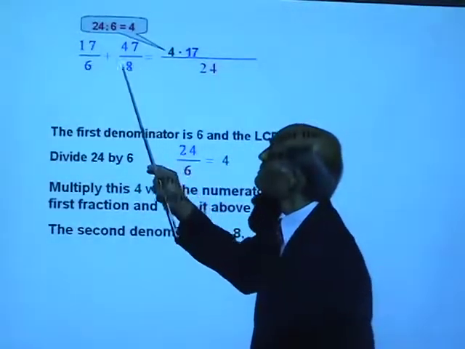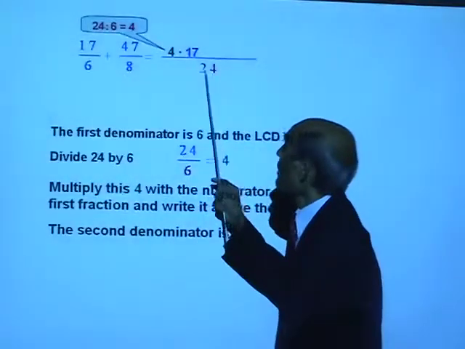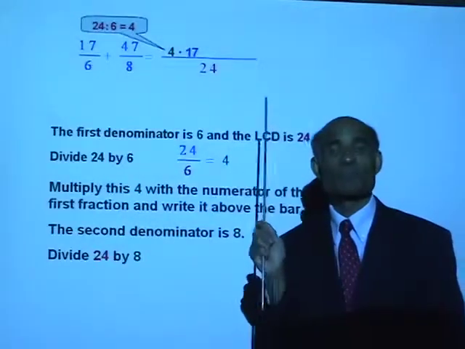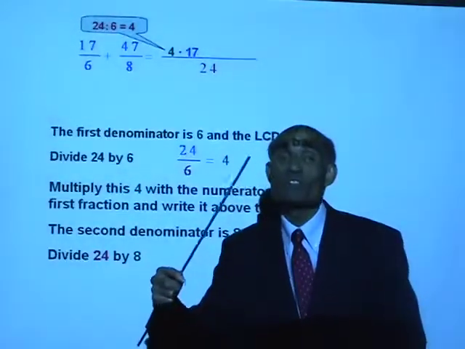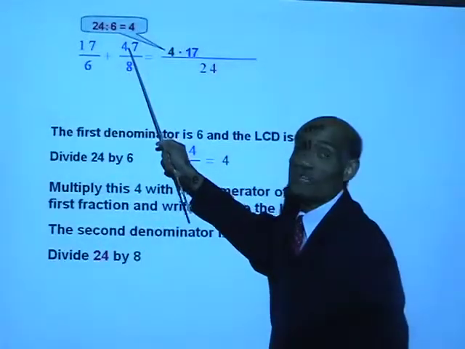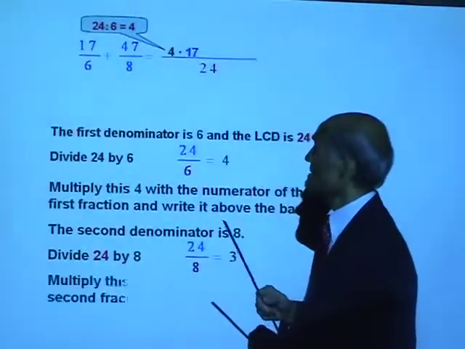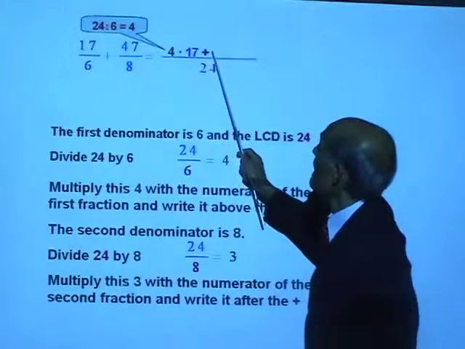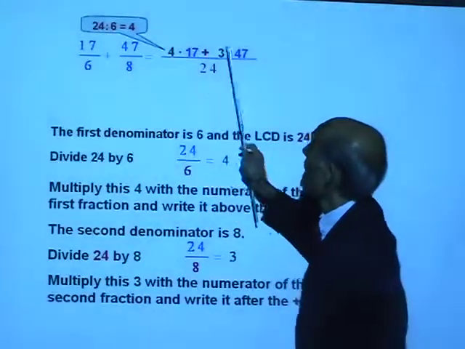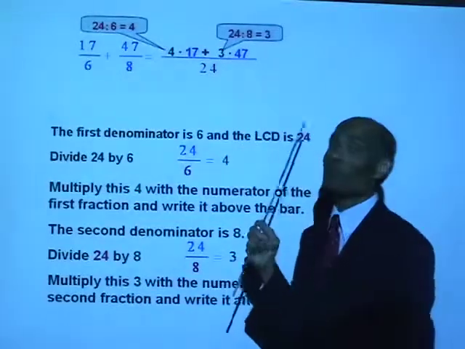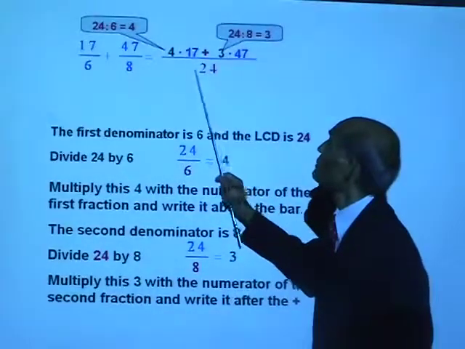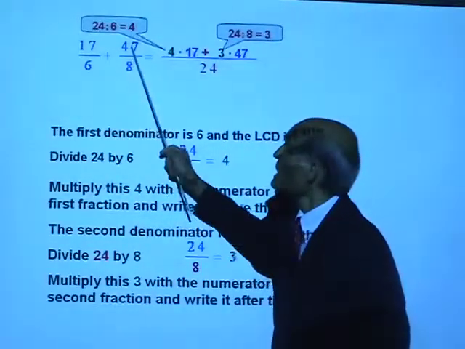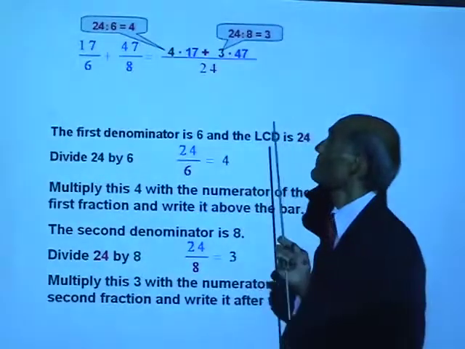Now the second denominator is 8. Now 24 divided by 8. What is 24 divided by 8? It's 3. What do you do with that 3? Multiply the numerator 47. Yes. So multiply this 3 with the numerator 47 and write it here after the plus sign. So where did that 3 come from? That 3 is this 24 divided by 8. That is 3. And multiply that 3 with 47 and write it there.